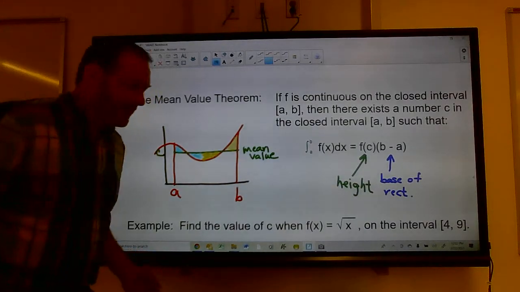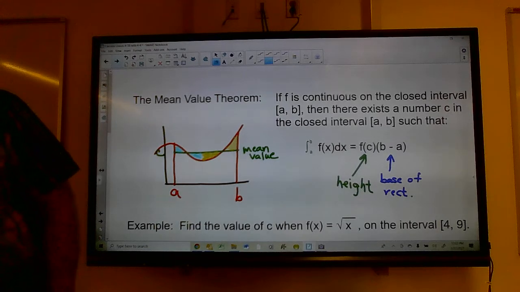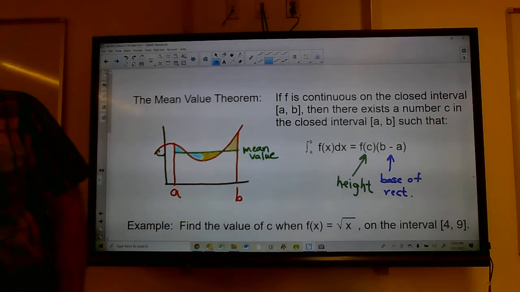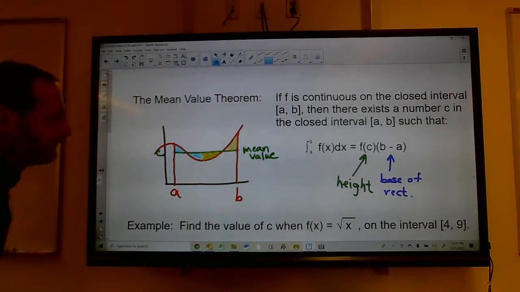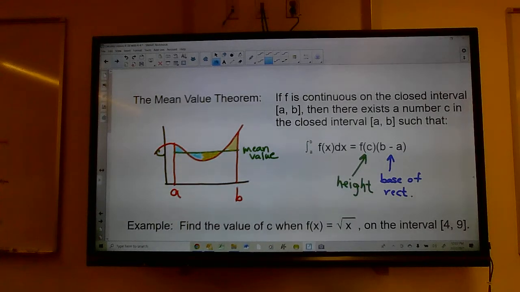All right, let's talk about the mean value theorem here. Okay, if f is continuous on a closed interval [a, b], then there exists a number c in the closed interval [a, b] such that the integral from a to b of f of x dx is equal to f of c times b minus a.